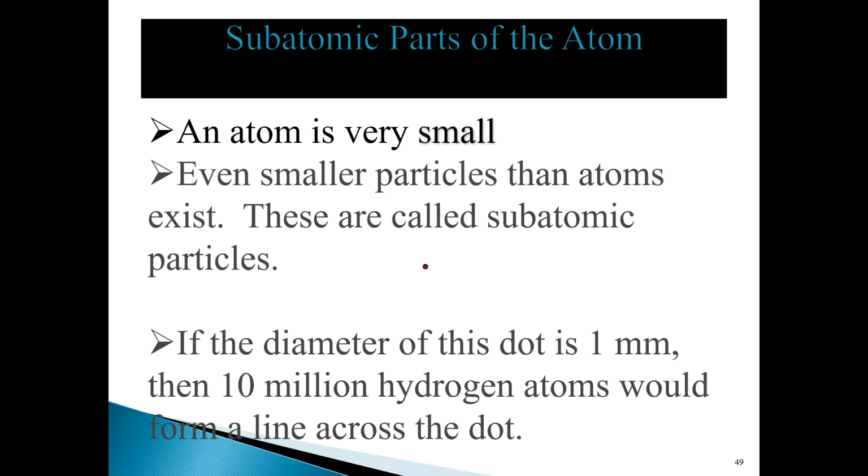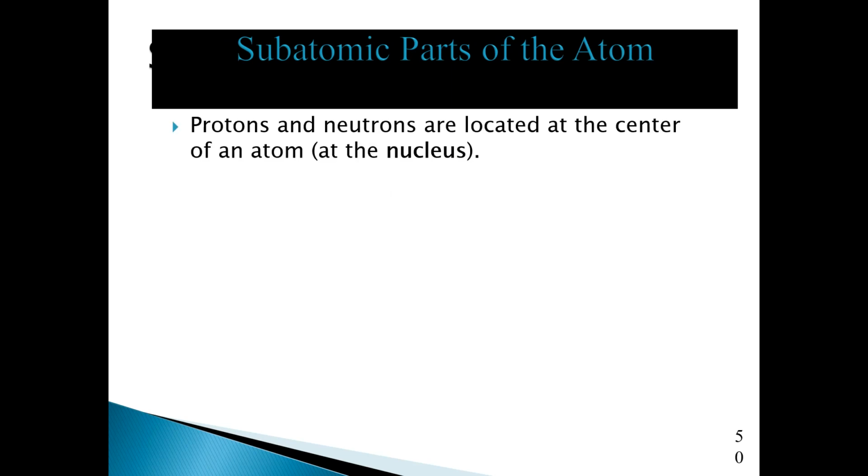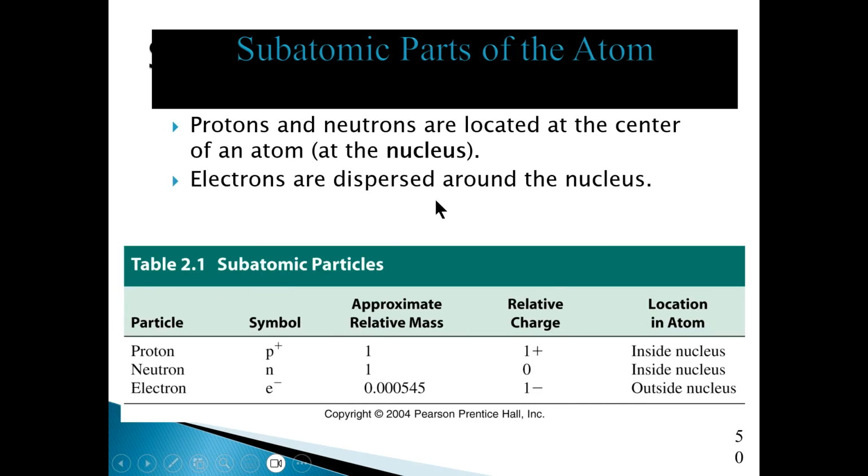So what we'll be looking at here is basically the nature and the type of subatomic particles that one can find within an atom. And there are three main particles. The protons and the neutrons are two types, which are located in the center of the atom. And that center is called the nucleus, right? So we have the protons and neutrons located within the nucleus, while the electrons are dispersed around the nucleus, right?